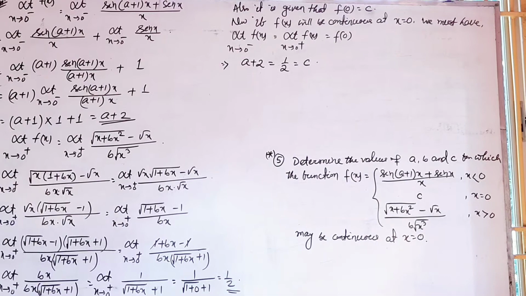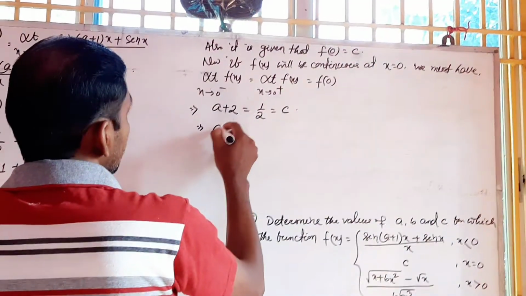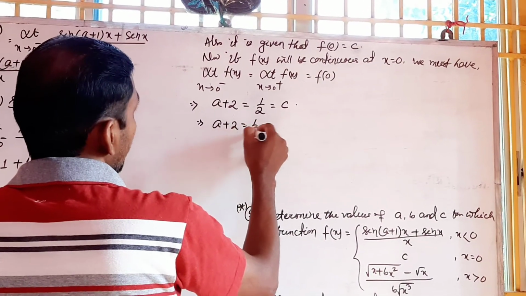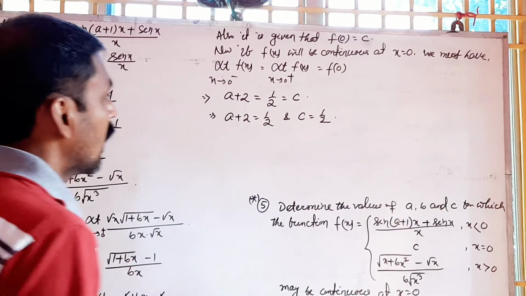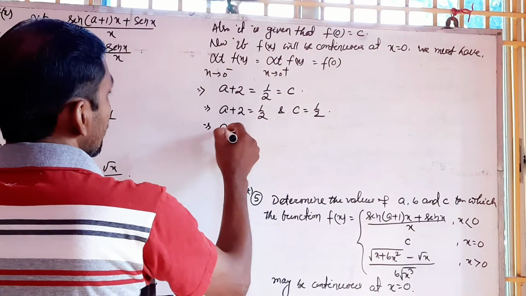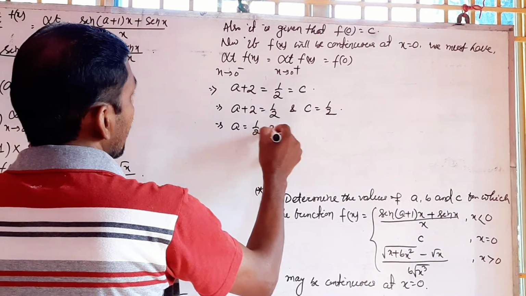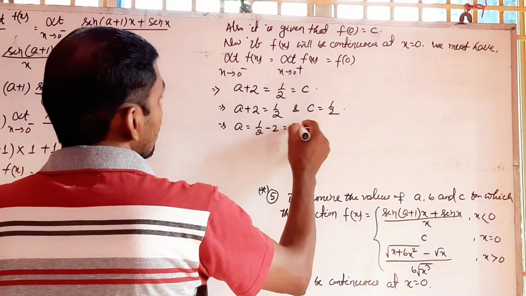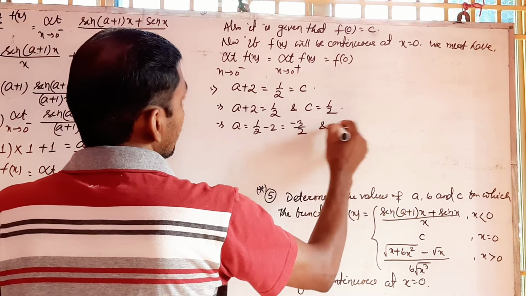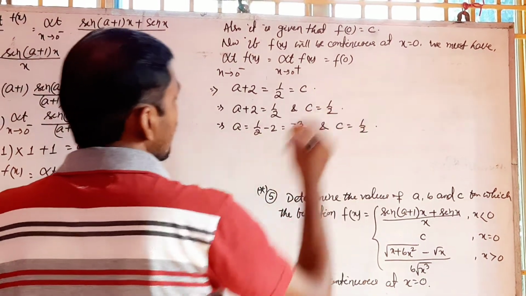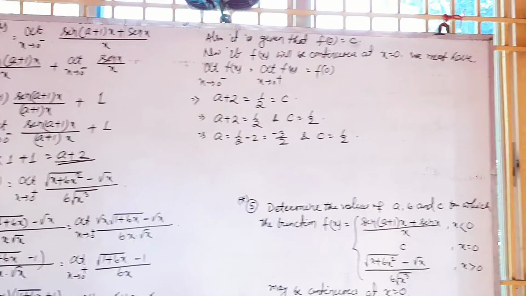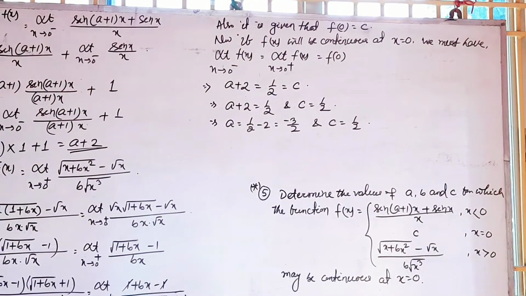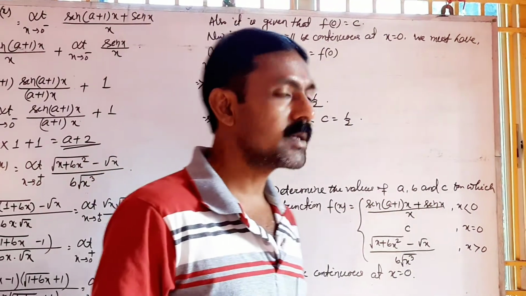So a plus 2 equal to 1 by 2, and c is also equal to 1 by 2. This implies a equal to 1 by 2 minus 2, that is how much? Minus 3 by 2, and c equal to 1 by 2. So we have got the values of a and c. But what about b? Because the question is to find the values of a, b and c.